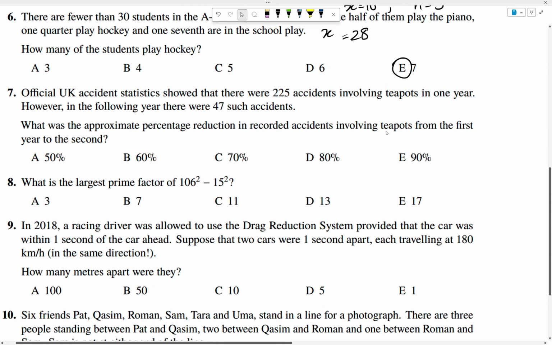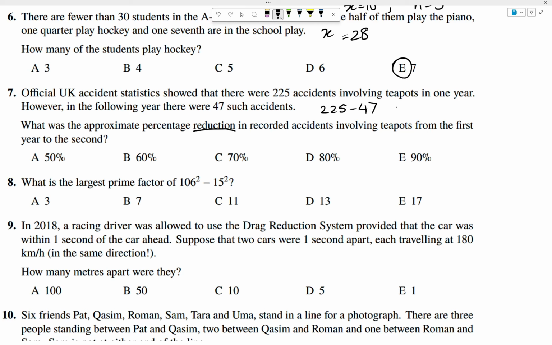Official UK accident statistics show that there were 225 accidents involving teapots in 1 year. However, in the following year, there were 47 such accidents. What was the approximate percentage reduction in recorded accidents involving teapots from the first to the second year? So this one, we're looking at the reduction. So we want to find the difference between the first and the second year, and that would be 225 minus 47.